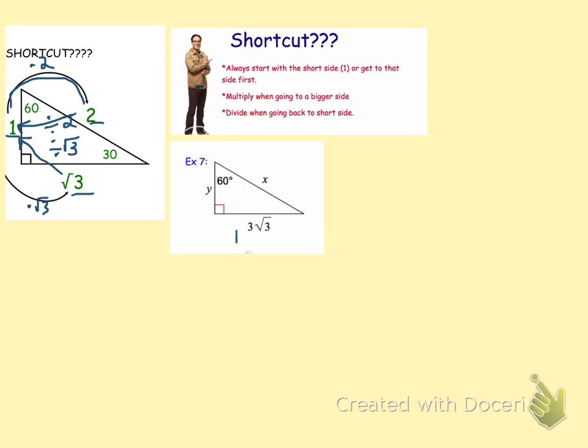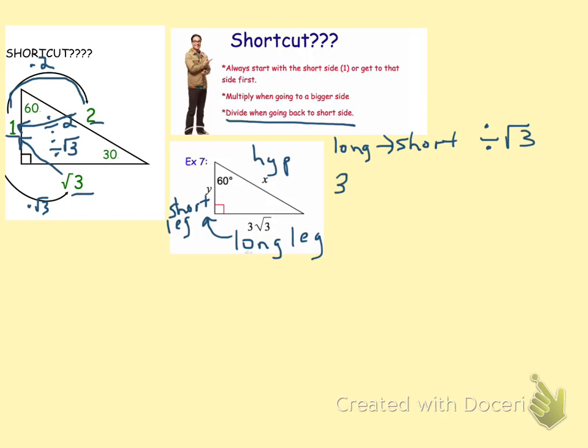The very first thing you could do is mark what your long side is, what your short side is, and what your hypotenuse is. That way you know what you're given and what you're looking for. So my long side is 3 root 3, my short side is y, and my hypotenuse is x. So I'm going to start by going from long side to short side. I always want to get the short side first. So even if I was given the hypotenuse and I needed to find the short side, I would go hypotenuse to short side before I went and found the long side. So always find the short side first.